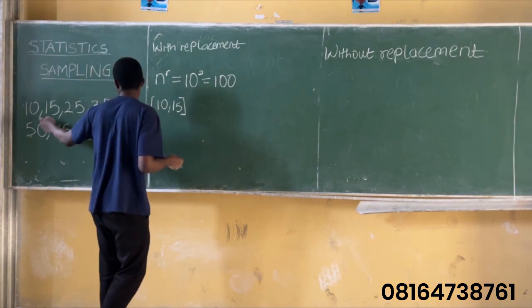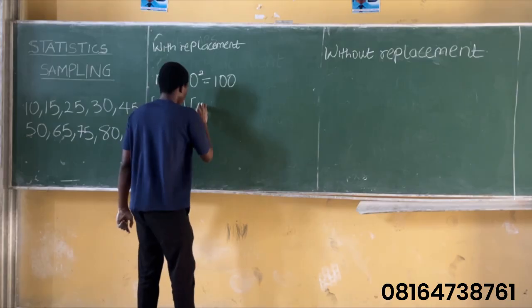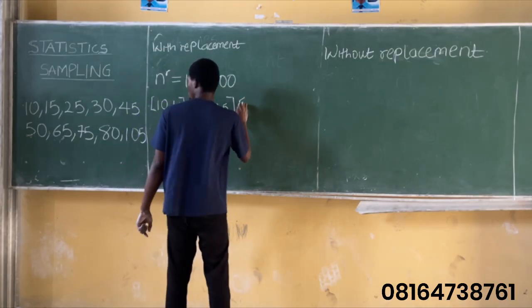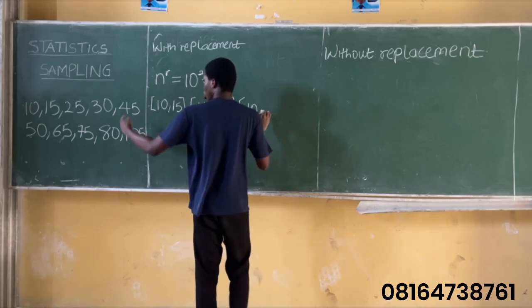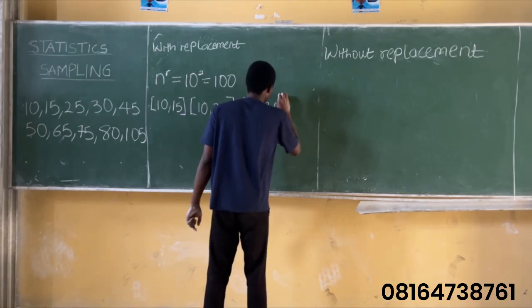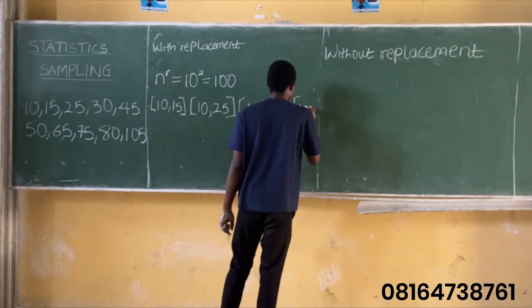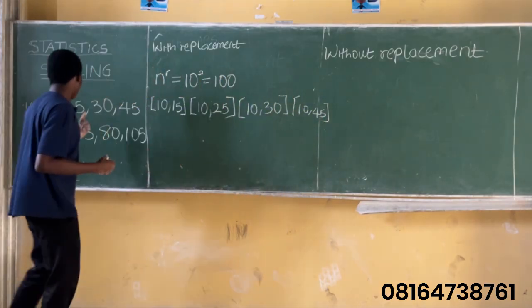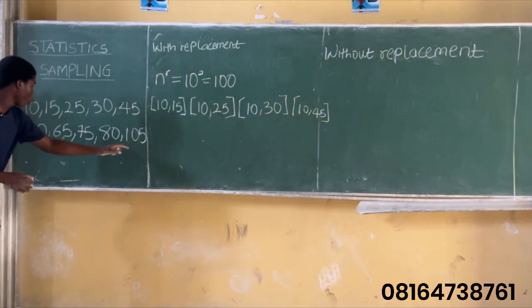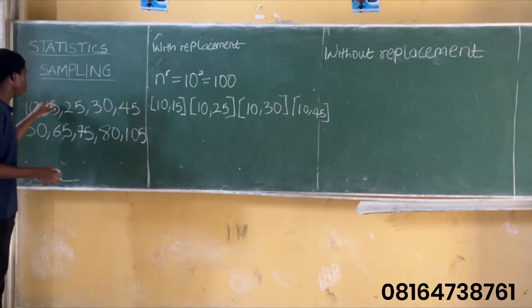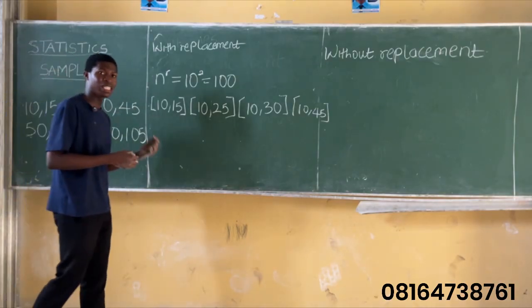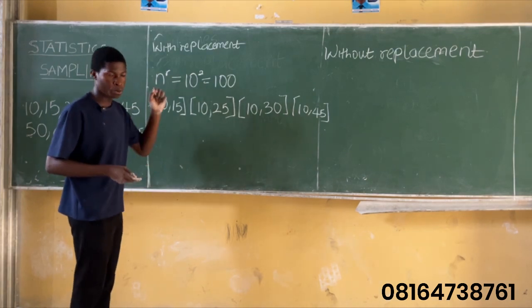So this is 10, 15, 10, 25, 10, 30, 10, 45. You keep going on and on. 10 to 105, 15, 25, 15, 30, 15, 45. Why is that so? Because anytime you remove a ball, you also put it back.